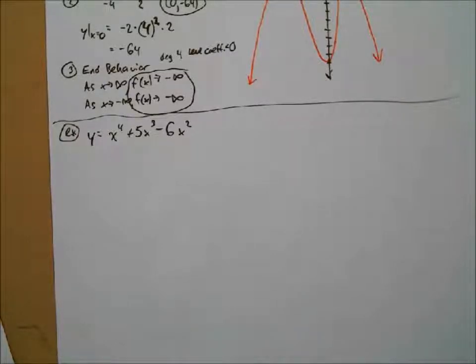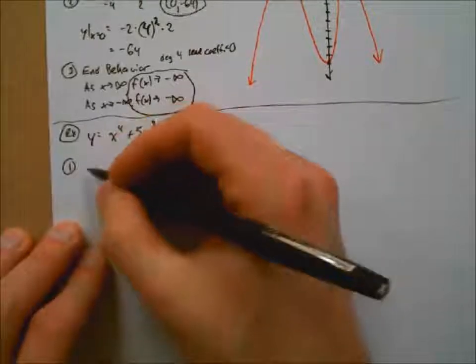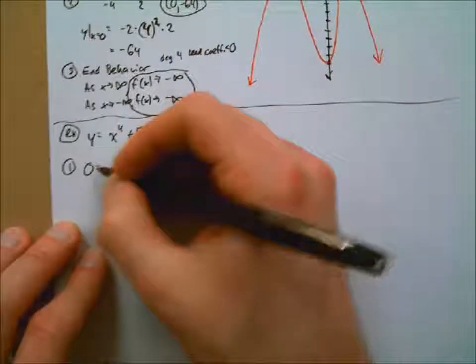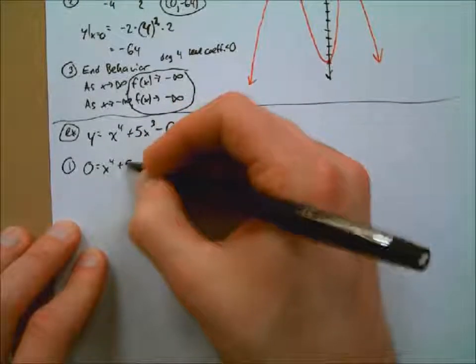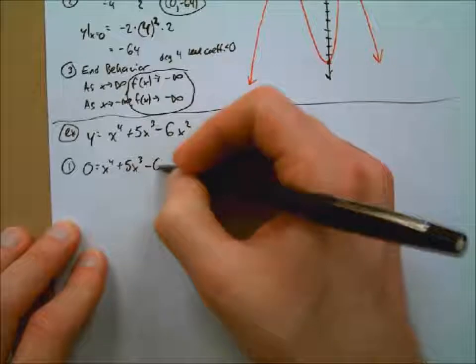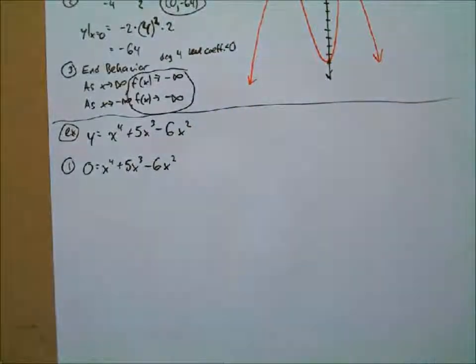All right, so let's find the zeros. So we'll set this thing equal to 0. Okay, just like we did before, set it equal to 0. But now what do we have to do? In order to solve this, what do we have to do? Factor it, that's right.